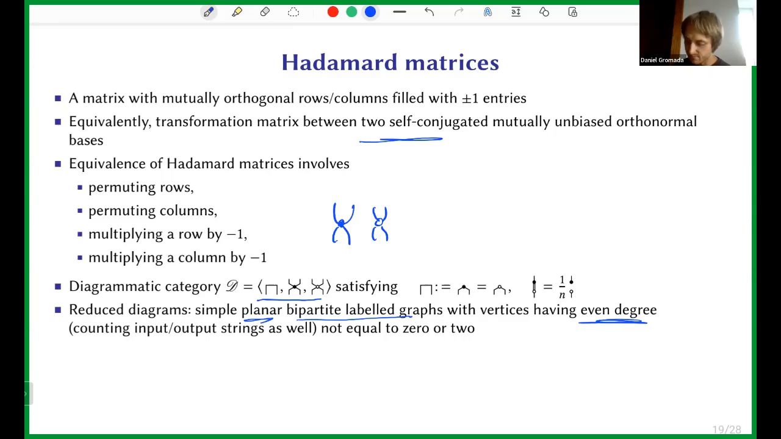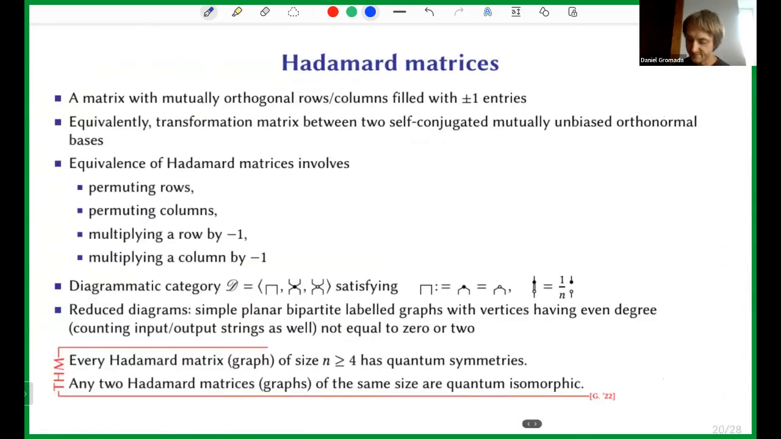And this is how I proved that, using that you can do the same thing as I illustrated on this simpler example with the partition category and finite quantum spaces. Every Hadamard graph or every Hadamard matrix of size at least 4 has quantum symmetries, and any two Hadamard matrices of the same size are quantum isomorphic. So that's what I did, and I don't know if there is a question, or maybe there will be questions afterwards.